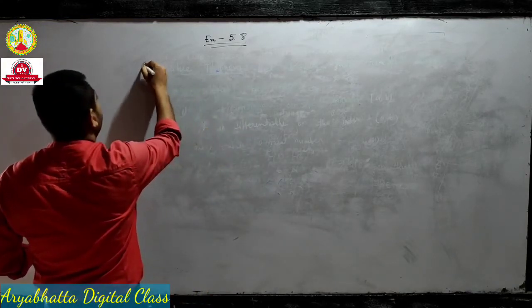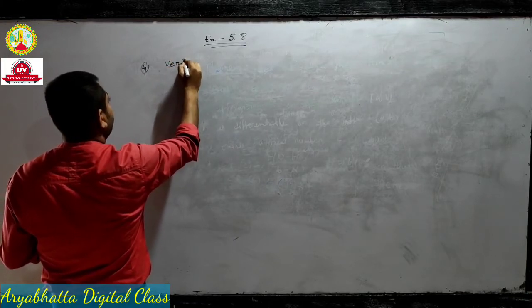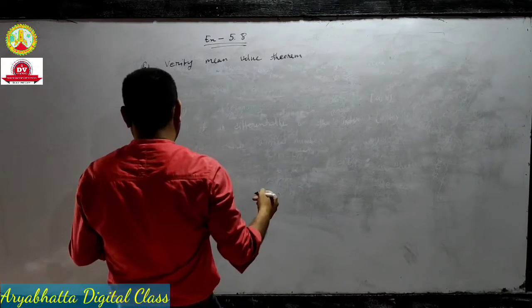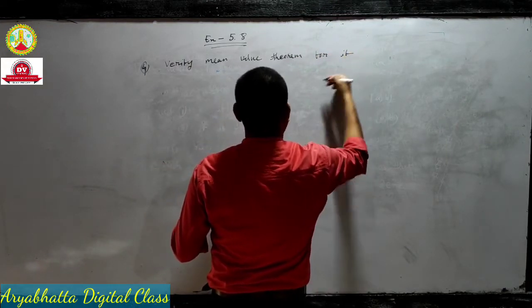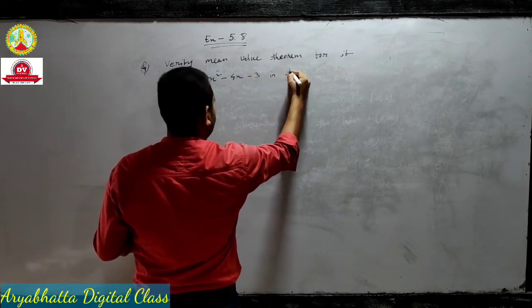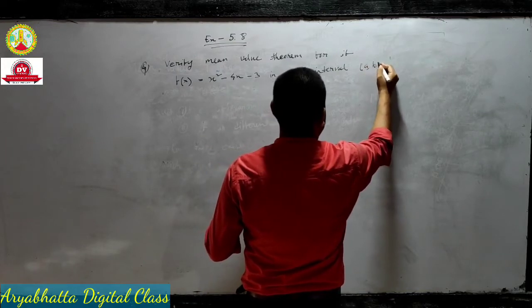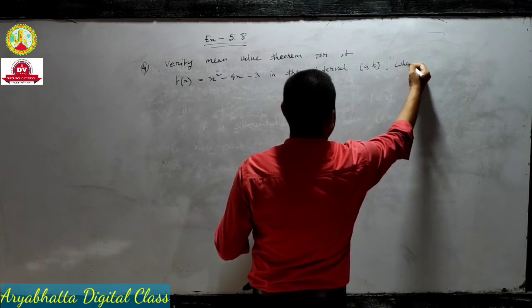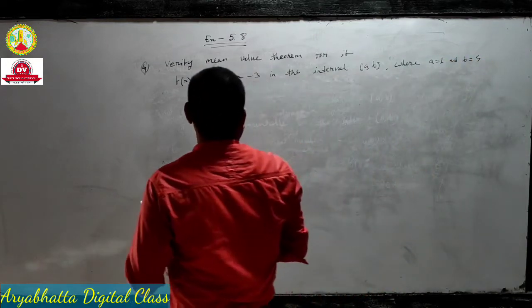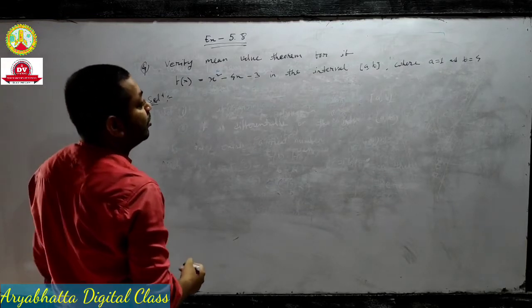Question number 4, exercise 5.8. Verify mean value theorem for f of x is equal to x square minus 4x minus 3 in the closed interval a comma b, where a is equal to 1 and b is equal to 4.